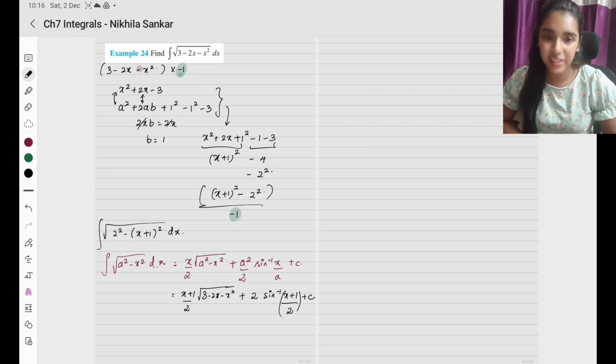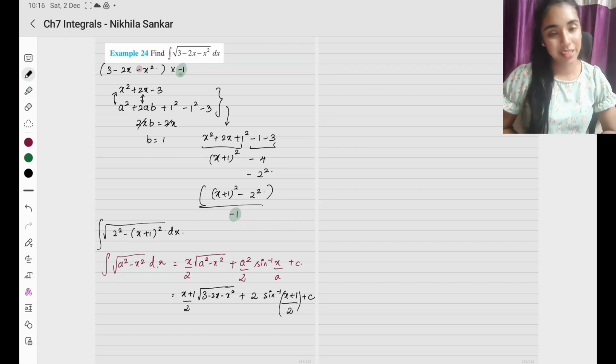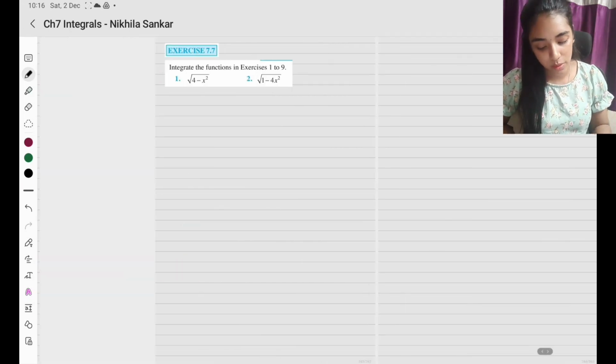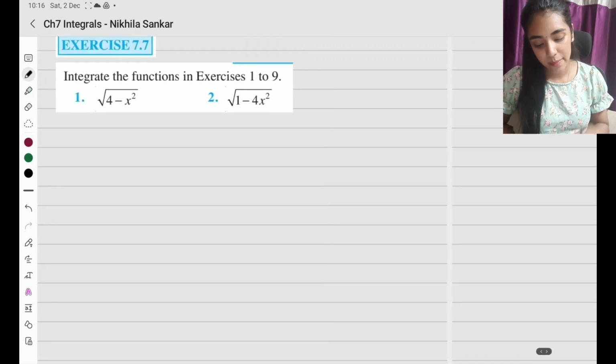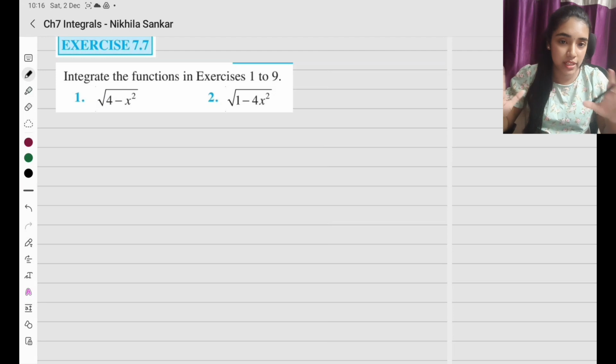So with this we are done with the example questions. Let's move on to exercise questions. ரொம்ப simple. Completing the square method பண்ணிட்டு அப்புறம் அந்த ஃபார்முலால substitute பண்ண வேண்டியதான். Okay, moving on to example 7.7. So first completing the squares and check which formula it applies to. அதை substitute பண்ண வேண்டியதான். Very simple.